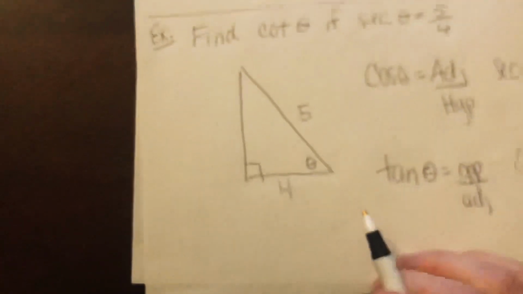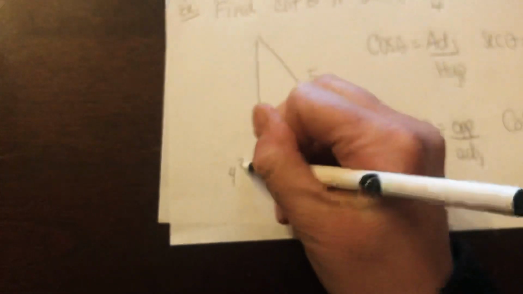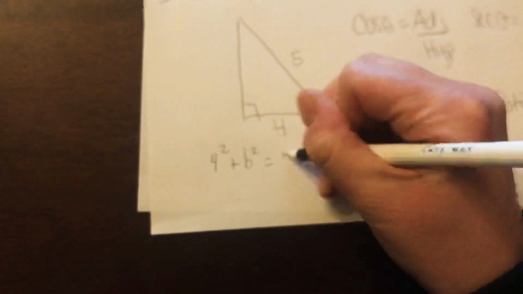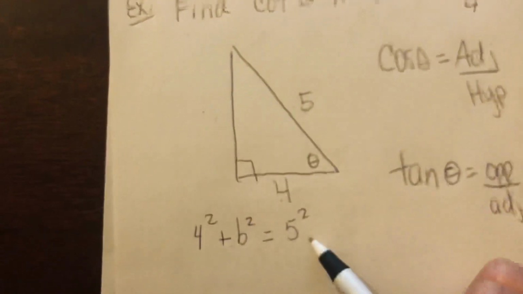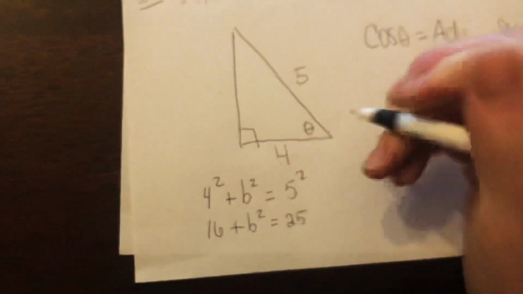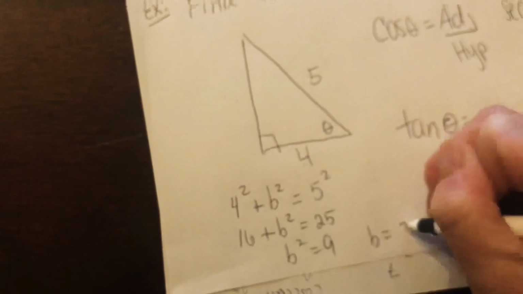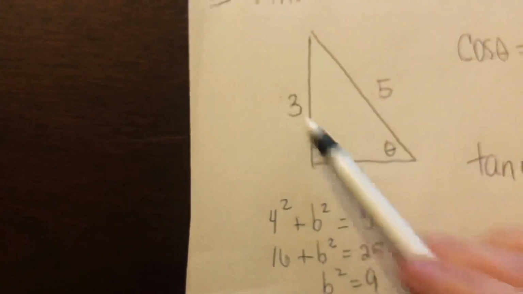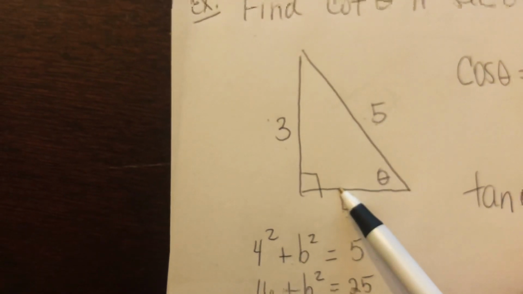So what you're going to have to do is use the Pythagorean theorem, right? So a squared plus b squared equals c squared. Notice that this hypotenuse has to be your c. So what does that give me? 16 plus b squared equals 25, right? So b squared equals 9 and b equals 3. If you notice, this is a 3, 4, 5 triangle. You might not even have had to do the Pythagorean theorem. That's one of the famous perfect Pythagorean triple triangles.